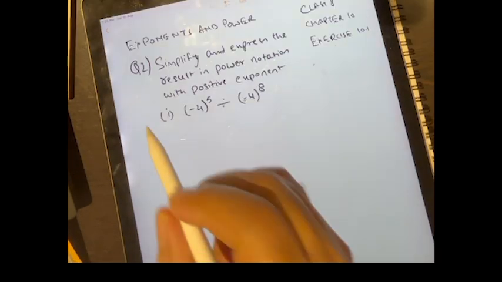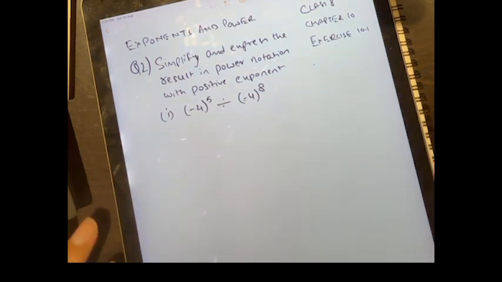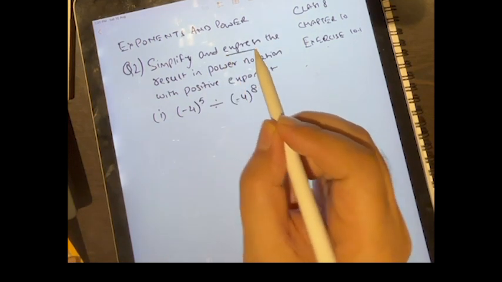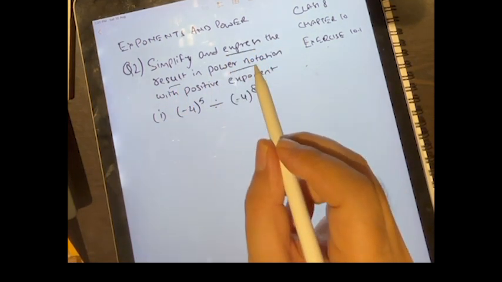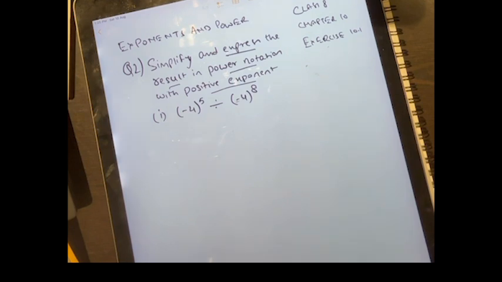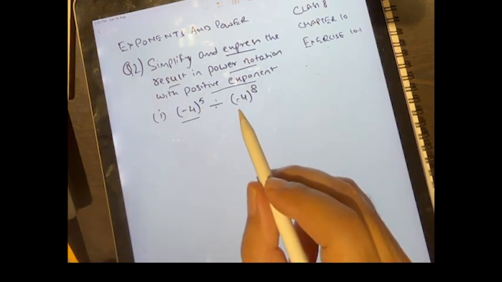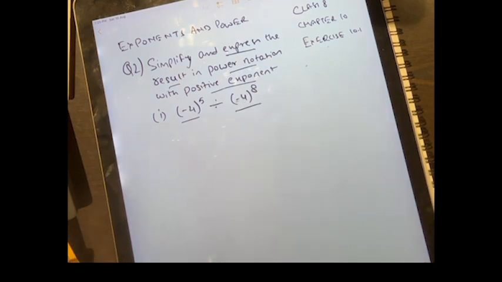So we are looking at question number 2, and for your convenience, I have already noted down the question so that we can quickly get into solving the problem that we have in front of us. Question number 2 says simplify and express the result in power notation with positive exponent. So we need to basically solve the expression given to us and make sure that the answer that we will deliver is in the positive exponent, right? So we will solve this question, and the question we have is minus 4 raised to the power of 5 divided by minus 4 raised to the power of 8.